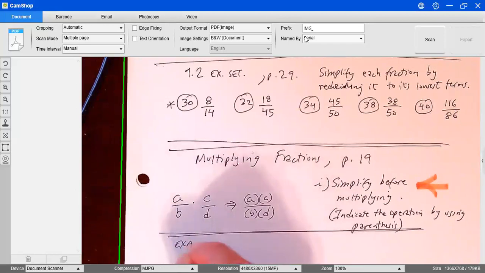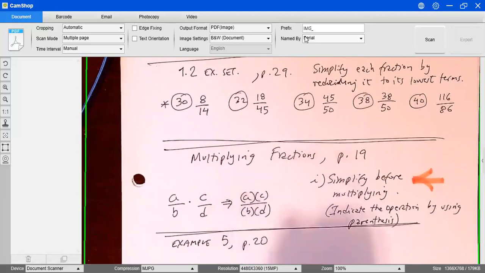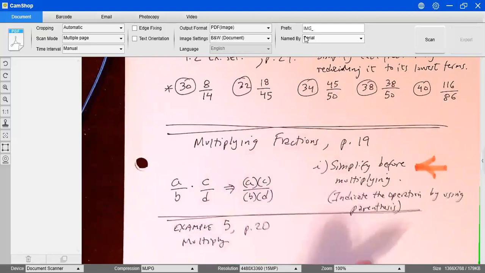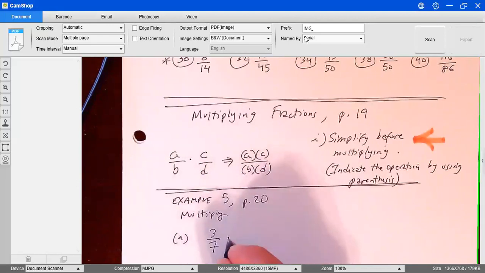So let's work on an example. So we will have example 5 on page 20. So we're gonna multiply. So the first part of the exercise is 3/7, that's the first fraction.